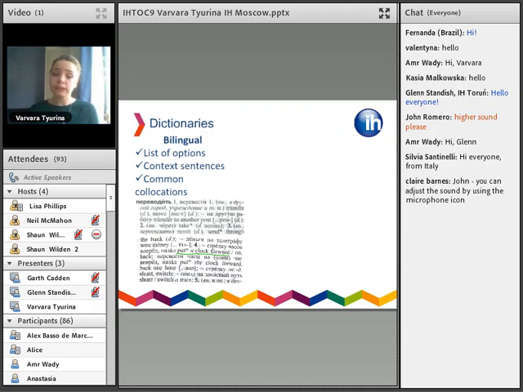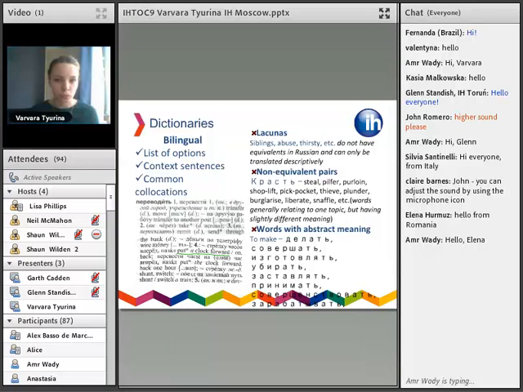So bilingual dictionaries, these are indeed great sources of information. You look for one word in your language. So in our case, this is Russian language. You look up this word and you get a list of options of how to translate this word. You also get common collocations and context sentences. So these give you reason to choose the word for your specific context. But there are also some cases when bilingual translation does not work.